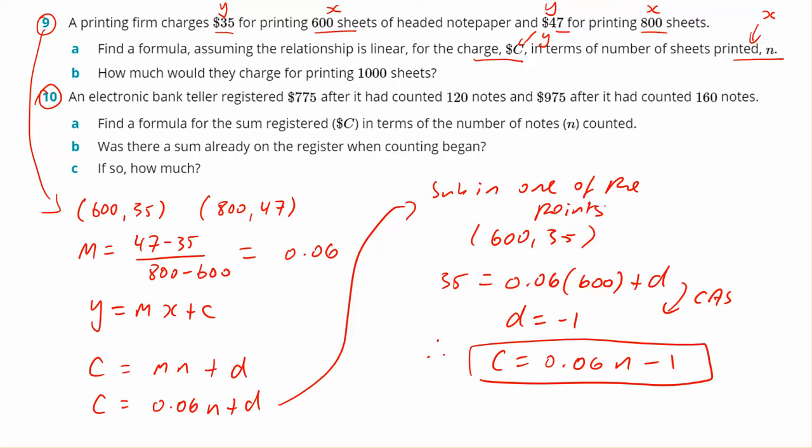Okay, so we've done part A. It says how much would they charge if you print 1,000 sheets. So for part B, all you need to do is, your n is now 1,000. What's your cost? So 0.06 times 1,000 minus 1. Doing this in my head, you don't need to, 0.06 or 6% of 1,000 would be 60. 60 minus 1 is 59. So it's going to cost you $59. Always include your units.